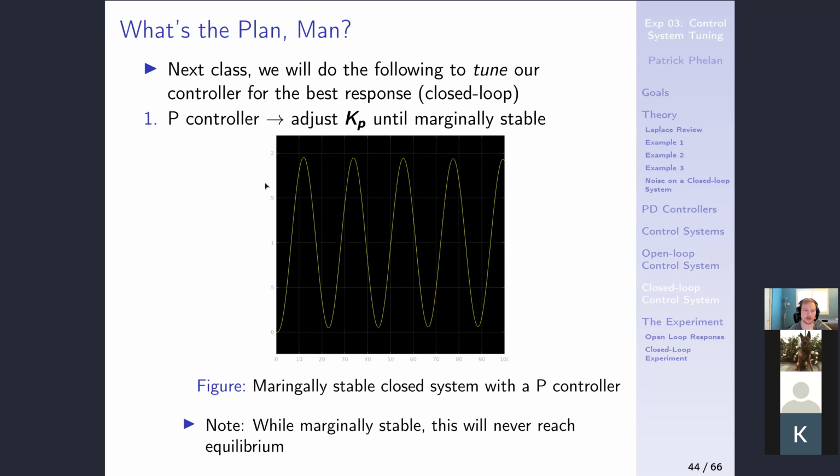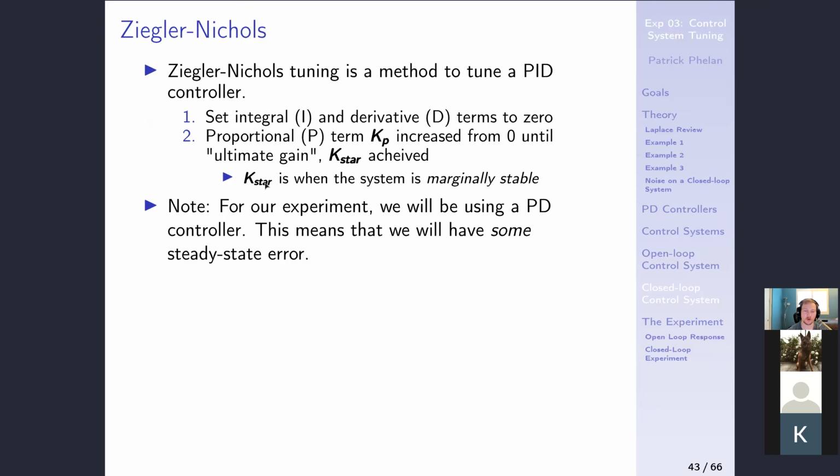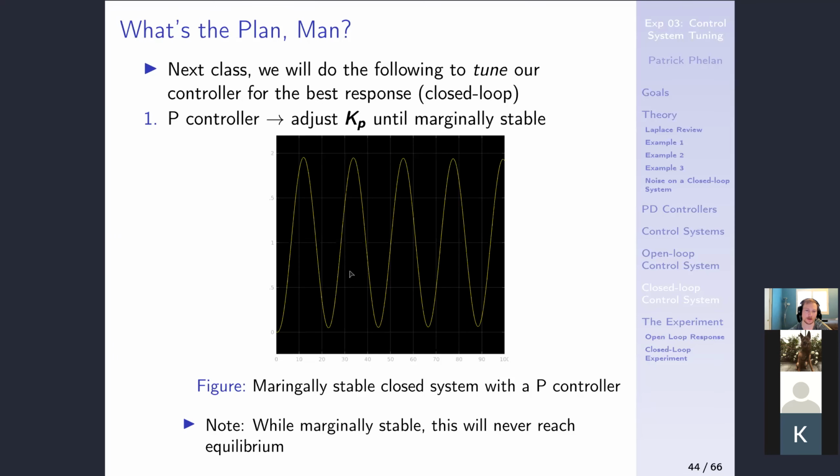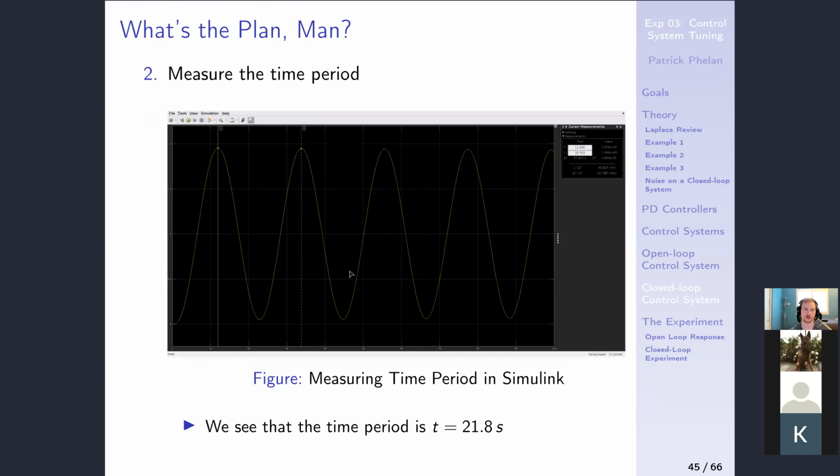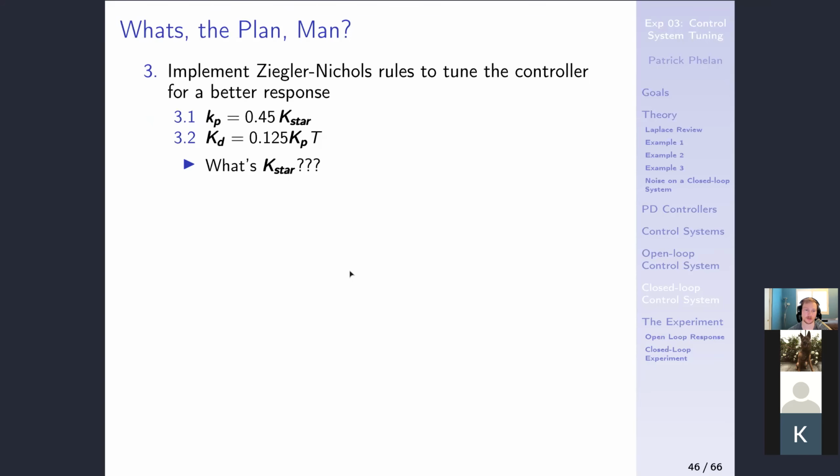All right, and then once we get there, that's going to be known as K star. So we say KP is now equal to K star once we reach that marginally stable point in our system. And then from there, we're going to implement the next step for our Ziegler-Nichols rules. First, we're actually going to set KP equal to 0.5.